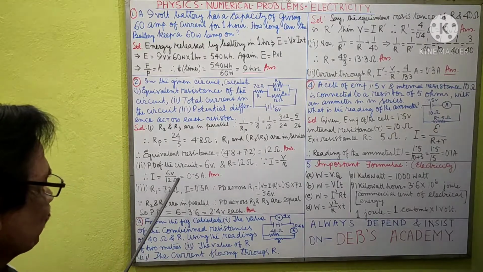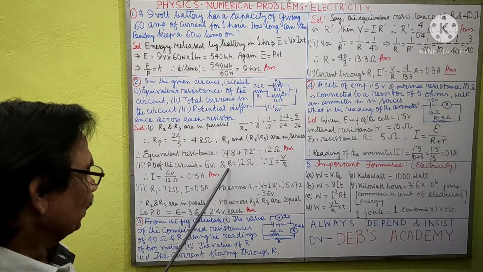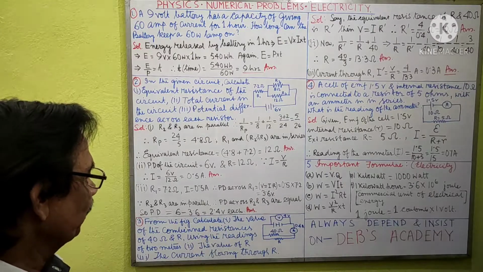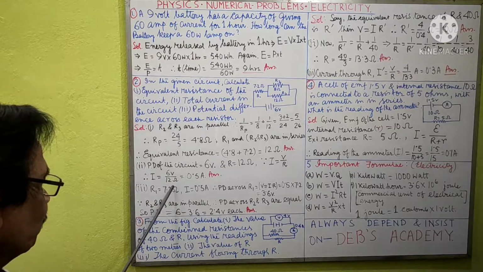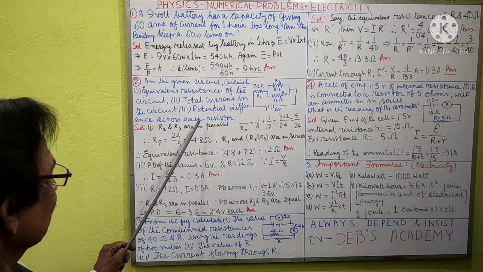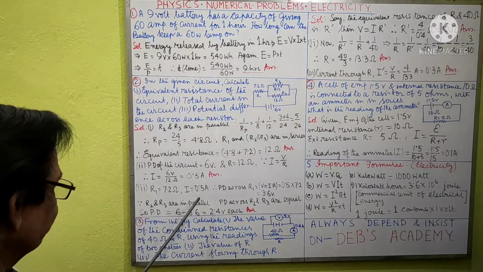Now the potential difference of the circuit is 6 volt and the equivalent resistance is 12 ohms. We know that I equal to V by R, therefore I equal to 6 volt by 12 ohms, that is 0.5 ampere. This is the total amount of current in the circuit. This is the answer.